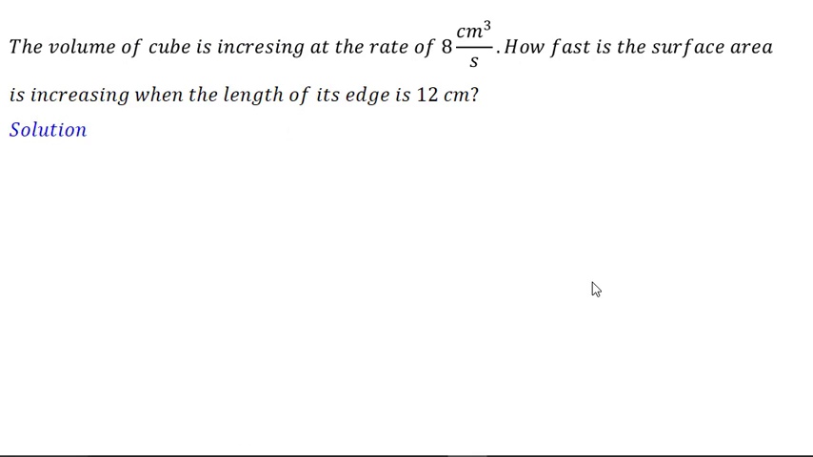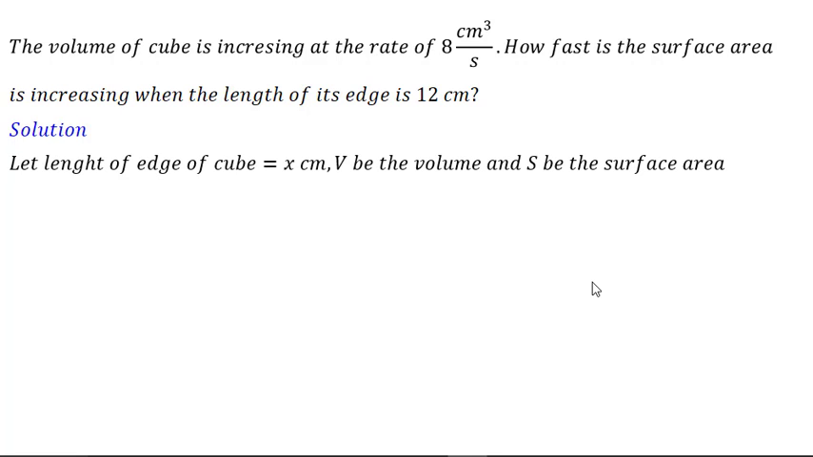Now let us understand this with the help of one example. The volume of a cube is increasing at a rate of 8 cm cube per second. How fast is the surface area increasing when the length of its edge is 12 cm? Okay, so there is a cube which is changing its dimension and therefore its volume is increasing. As volume is increasing, definitely edge length will increase and definitely surface area will also increase. We have to find the rate of increase in surface area when the edge is 12 cm. So let us see how we do this.